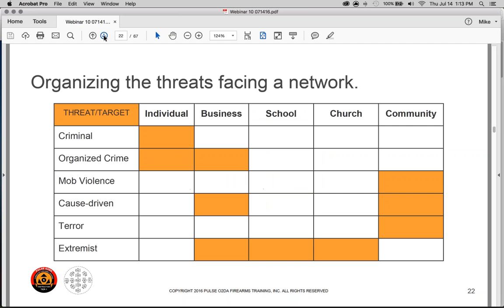Because of this, we try to organize these threats in a manner that allows us to start to apply some organization to it. From the standpoint of the threats facing private defense networks, there are 6 primary types: criminals, organized crime, mob violence, cause-driven, terror, and extremist. And from the standpoint of targets, we're looking at the various components within a private defense network as a target of that threat. So individual businesses, schools, churches, and communities are all potential targets of these kinds of threats.